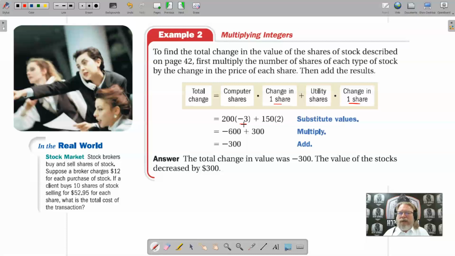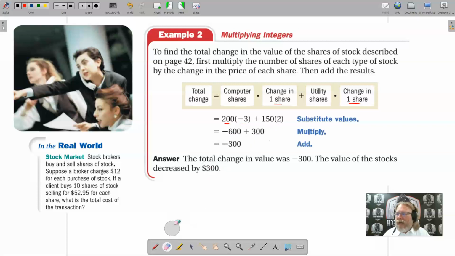So now we need to multiply the 200 times negative 3, positive times negative. They're different signs, so the answer is going to be negative. We see that right here, right? And 200 times 3 is going to be 600, so that's negative 600. And then 150 times 2, they're both positive. So they're both the same sign. The answer is going to be positive. And we see that here with the plus 300 because 150 times 2 is 300.